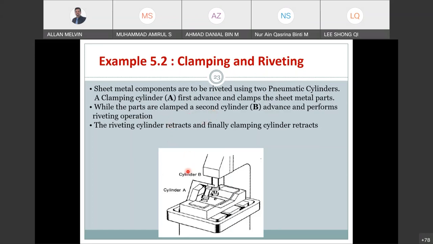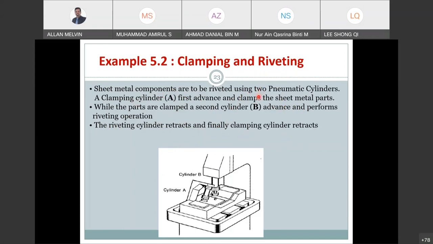Okay, here there are two cylinders, cylinder A and cylinder B. First, cylinder A is the clamping cylinder. Cylinder B is the riveting cylinder. So you can tell from here that the riveting cylinder retracts and finally the clamping cylinder retracts.